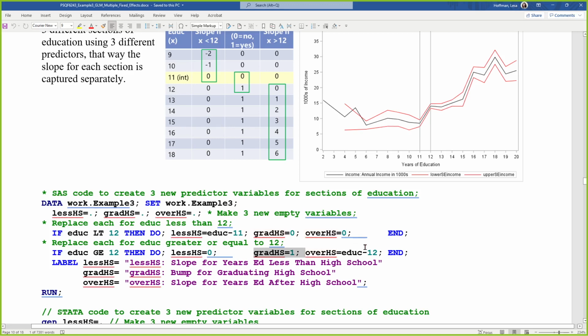Then last but not least, the third predictor is another function. It's education minus 12. Because 12 is where we need this slope to start from. So 11 to 12 is covered by the second predictor. 12 on up is going to be covered by the third. That's why it's 12 here.